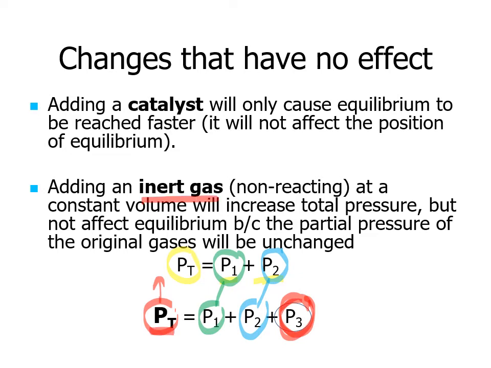But from the view of the reactants or the products, the pressure is the same for them. So their new pressure has not changed from their old pressure. So adding inert gas does not change the pressure of the reactants or the products, and therefore would not have an effect on equilibrium.